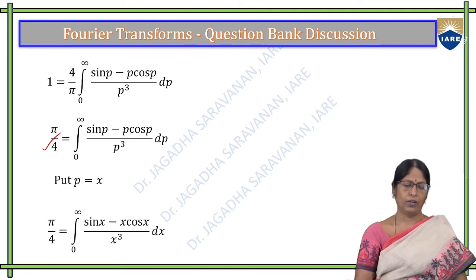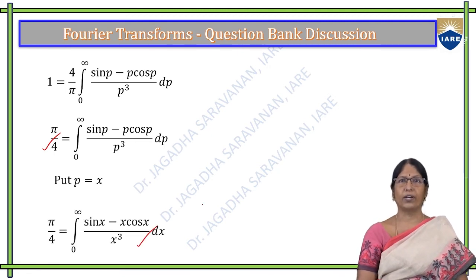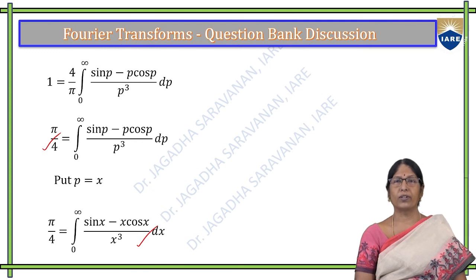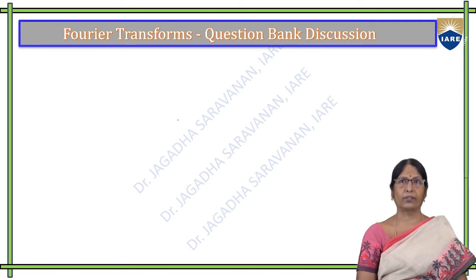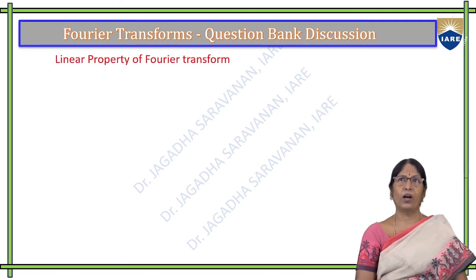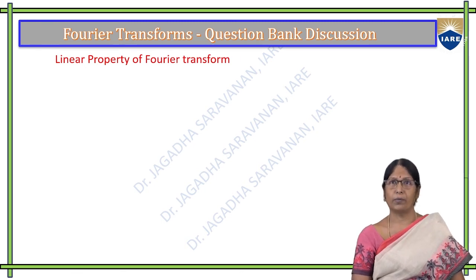Next, finally, we want the required result. What is the result to be obtained? There is no p term; only x is there. So wherever there is p, we replaced it by x. So now we have completely discussed finite and infinite Fourier transforms.